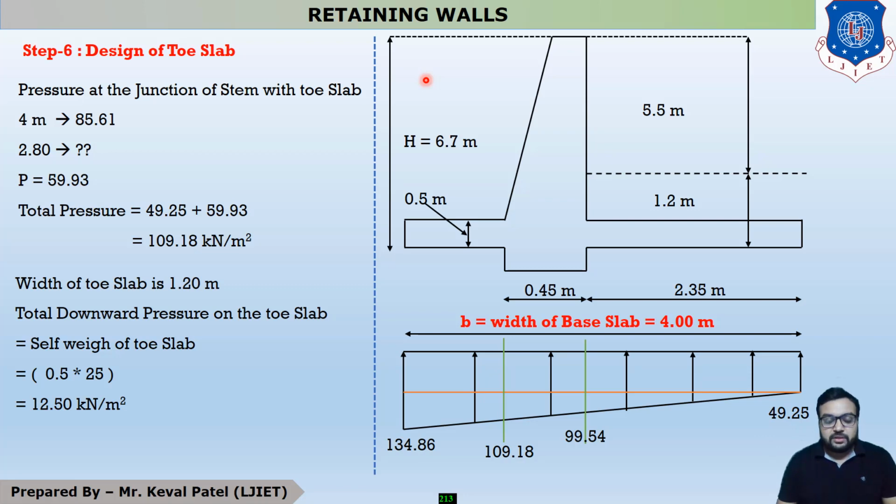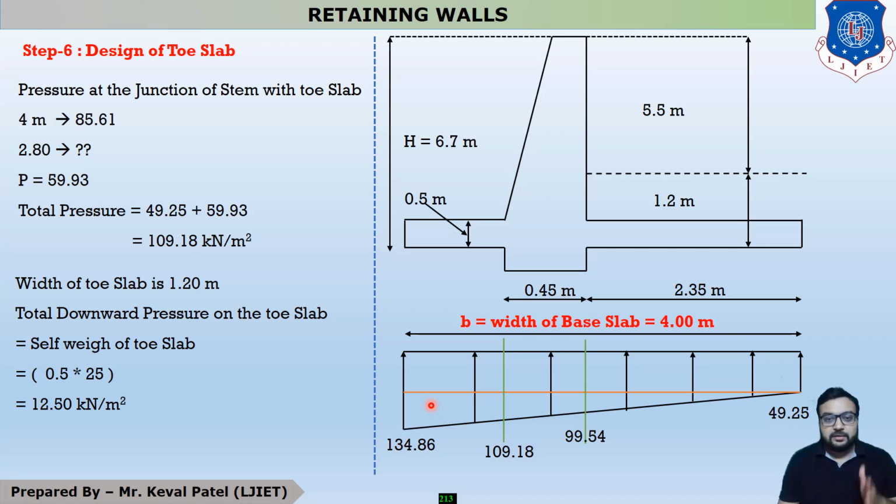So now moving further to our step number 6, which is the design of toe slab. Students, you can see in this figure that this is our toe slab component. At this point, our upward pressure is 109.18, which is already calculated in our last lecture, and at this point our upward pressure is 134.86 kilonewton per meter square. All the steps are the same as the calculation of heel slab.